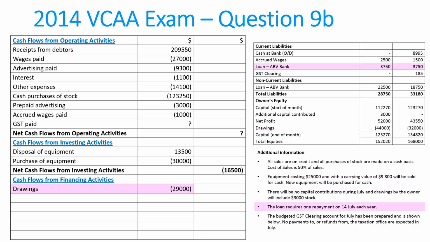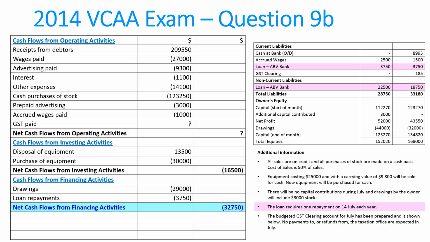How much of the loan will be repaid? So I can see that I'm expecting to pay in the next 12 months $3,750, but do I pay it during July? Well, the additional info says down here I will. The loan repayment is just once a year on the 14th of July, and I can see what's going to happen is it's actually going to decrease the non-current part down another $3,750. So presumably that means I'm paying back that loan during July.